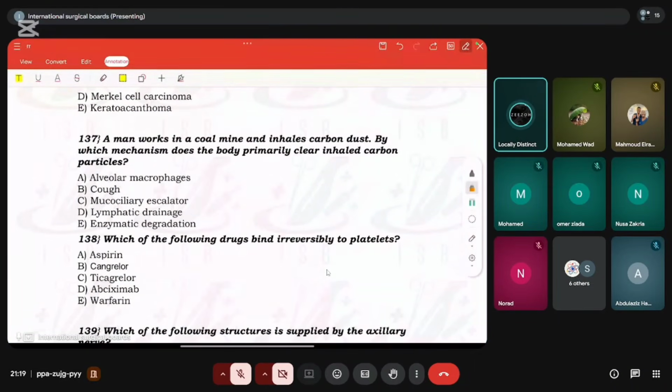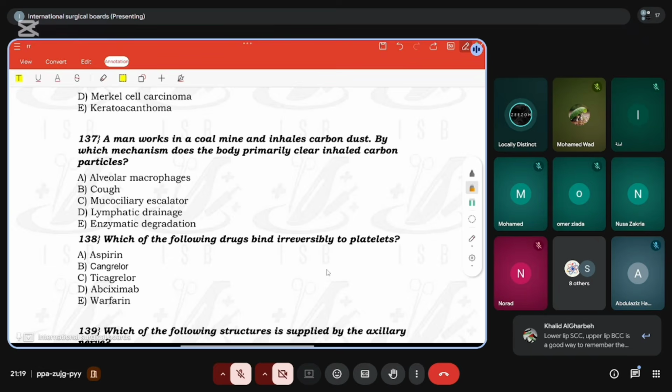A man works in a coal mine and inhales carbon dust. By which mechanism does the body primarily clear inhaled carbon particles? Well, you do have the mucociliary escalator and the cough. The mucociliary escalator? Okay.